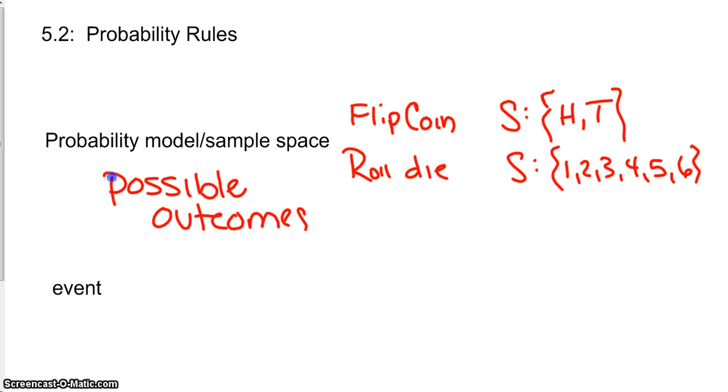We could also use a probability model. It could be a table. And we'll get into those more when we talk about outcomes and probabilities of those outcomes. We're also going to see two-way tables. We're going to compare a couple different variables.